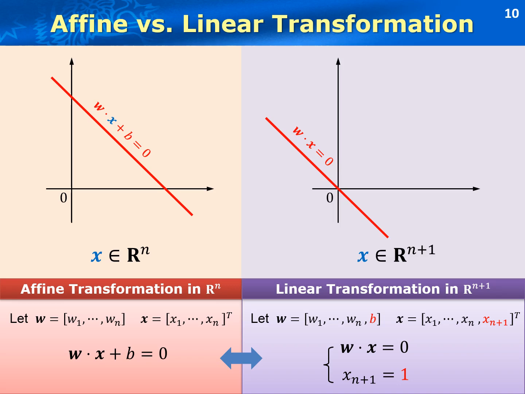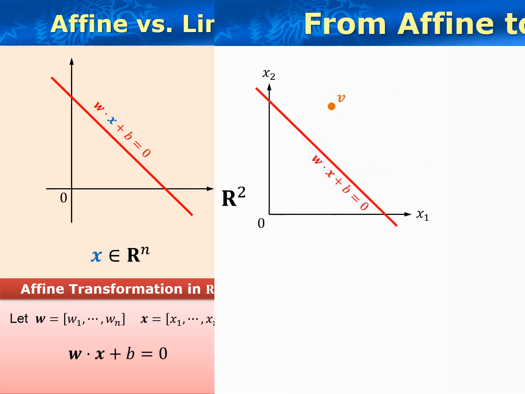Therefore, for binary classification problem, if the decision boundary w times x plus b equals 0 is not across the 0 point in n dimension, we can convert it into a plane w times x equals 0 that is across the 0 point in n plus 1 dimension. To explain this more clearly, let's take an example.